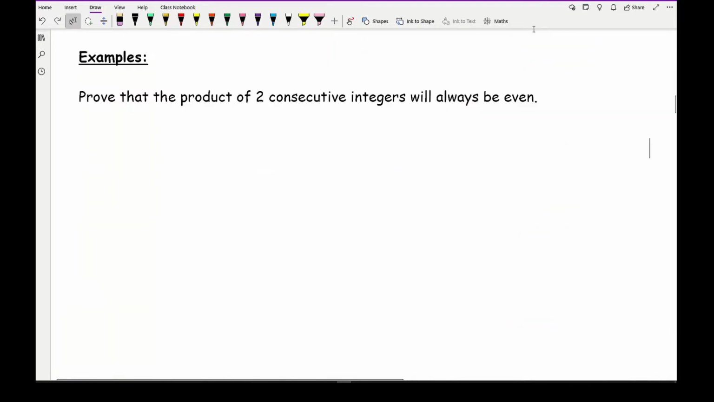So let's have a look at our first example. In this question it says: prove that the product of two consecutive integers will always be even. Before we get started, let's break down what some of these words mean. The product is just a more mathematical word for multiply. Integer is basically a whole number. So this question is asking me to prove that when you multiply two consecutive whole numbers, the answer will always be even.